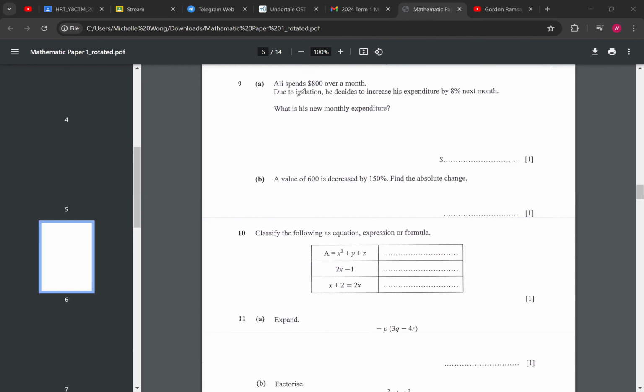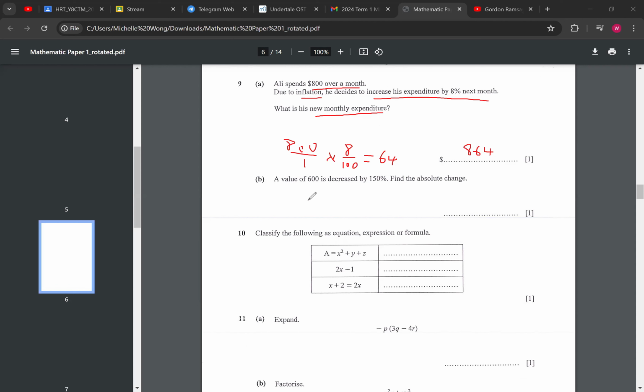For question 9a, Ali spends 800 ringgit over a month. Due to inflation, he decides to increase his expenditure by 8% next month. What is his new monthly expenditure? So 800 over 1 times 8 over 100, because it's a percentage, and then you'll get 64. They say increase, so 800 plus 64, the answer will be 864.